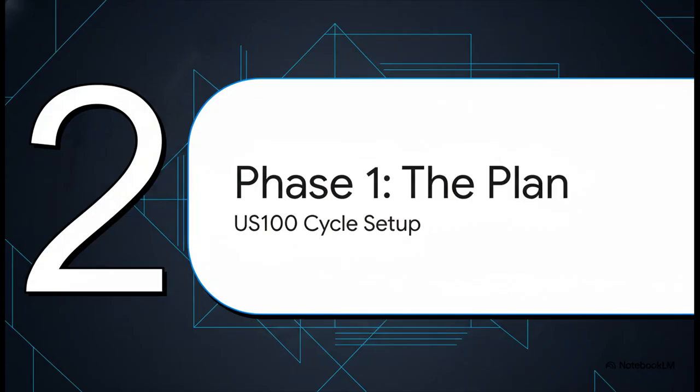Okay, that brings us to phase 1, the plan. This is the setup for the entire US 100 cycle. It's where we lay down the geometric structure and define all the parameters right from the get-go.